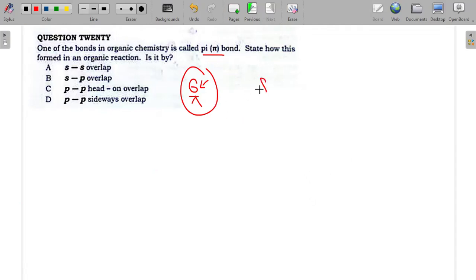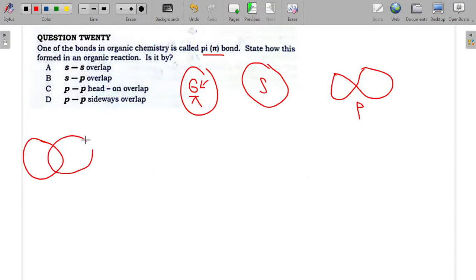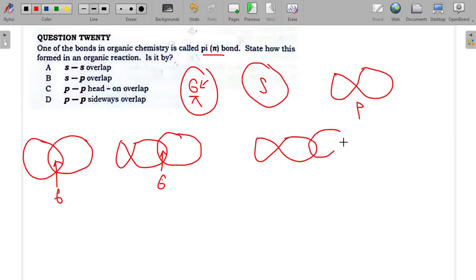Now we're going to consider two orbitals, the s and then the p. When the s overlaps with itself head-to-head like that, what we form here is a sigma bond. When a p orbital overlaps head-to-head with the s orbital, you also form a sigma bond. Or when two p orbitals overlap head-to-head like this, what you form there is also a sigma bond.